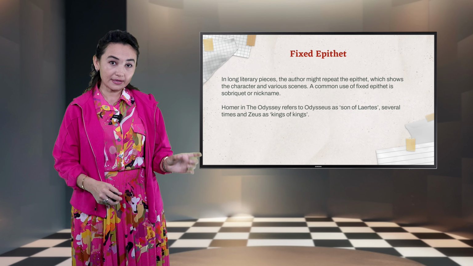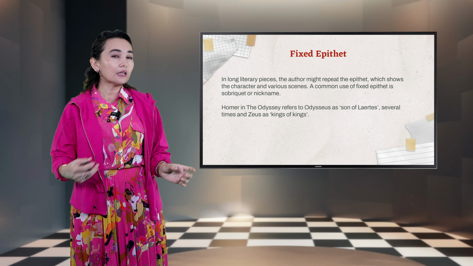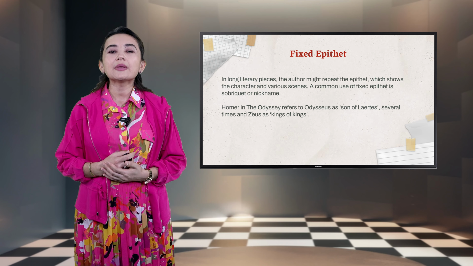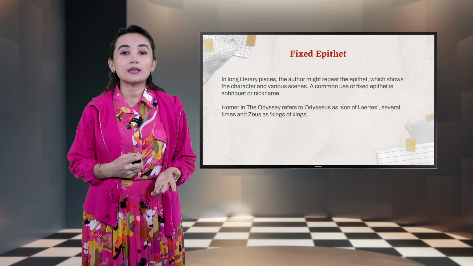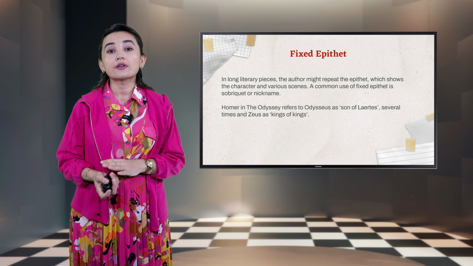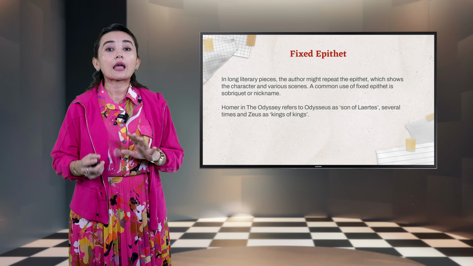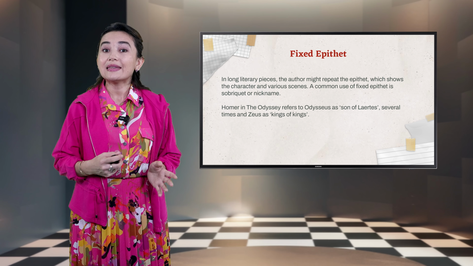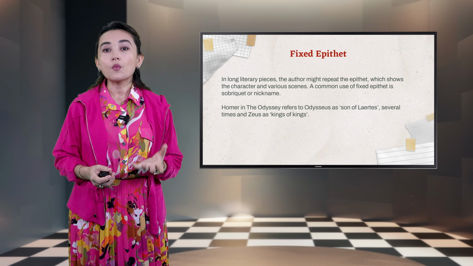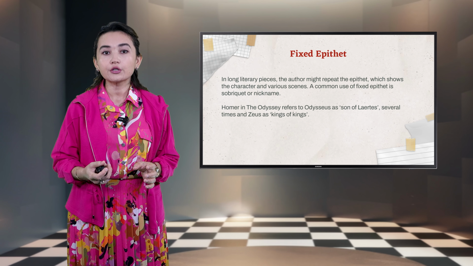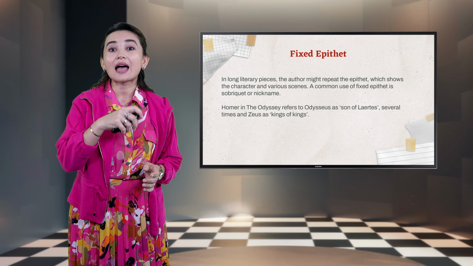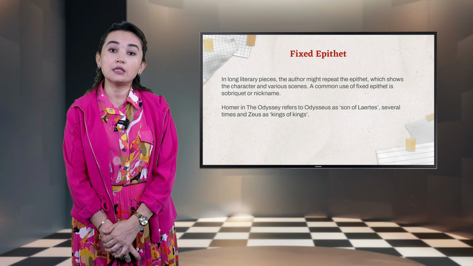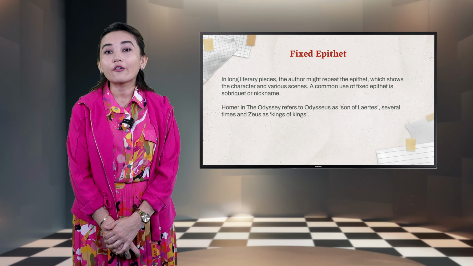So, fixed epithet. In long literary pieces, the author might repeat the epithet, which shows the character and various scenes. A common use of fixed epithet is sobriquet or nickname. Homer in the Odyssey refers to Odysseus as son of Laertes several times and Zeus as king of kings.